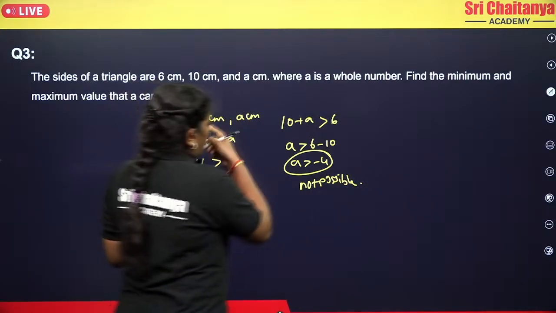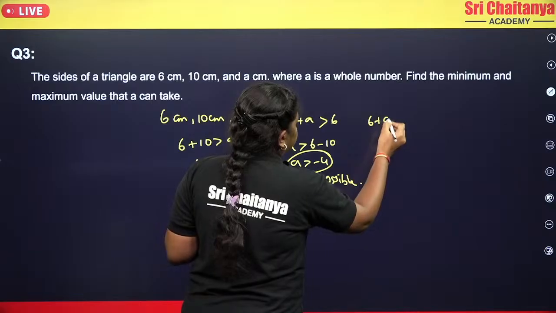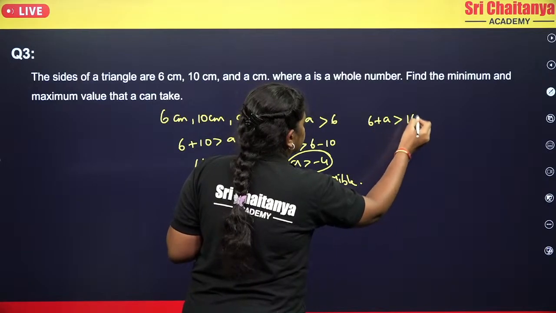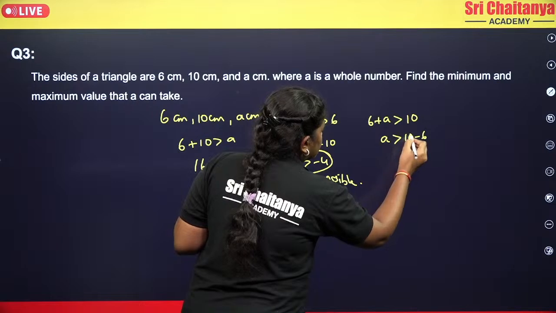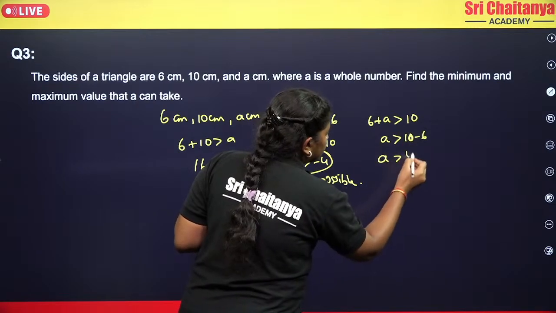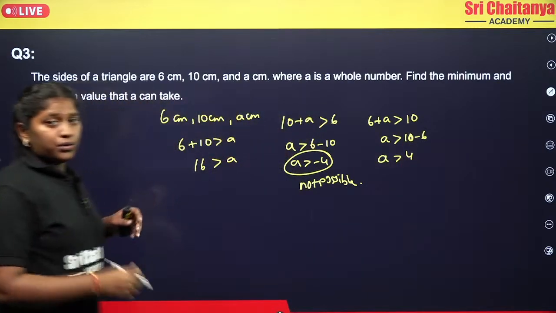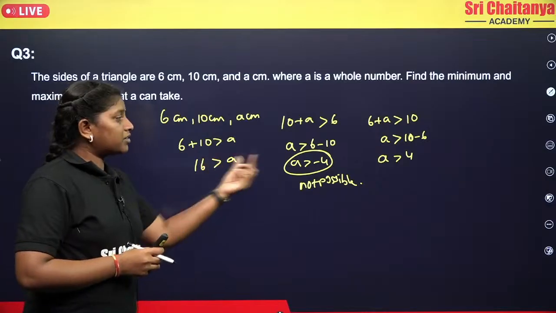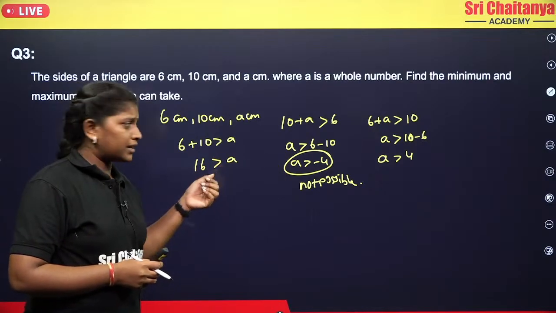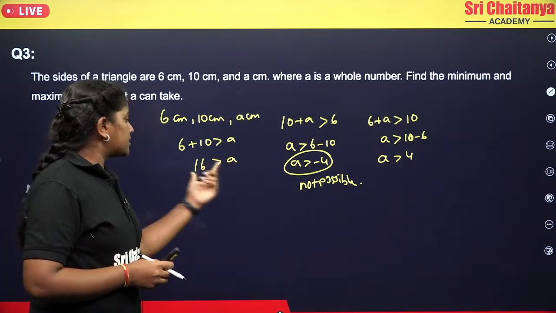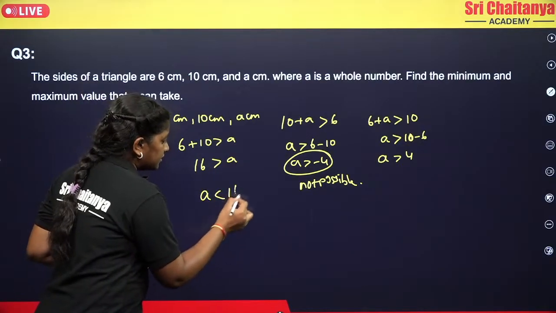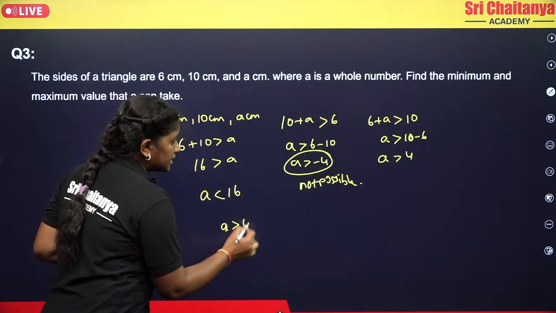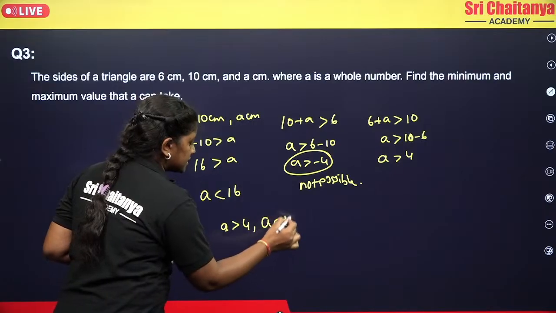If you take once again 6 plus a should be greater than 10. So a should be greater than 10 minus 6, and a should be greater than 4. Okay. Now coming to here, we are not having the equals to sign. We are having only greater than sign, where a is greater than 4 and 16 is greater than a. So from these you can write a is less than 16. So we got the conditions a is greater than 4 and a is less than 16.